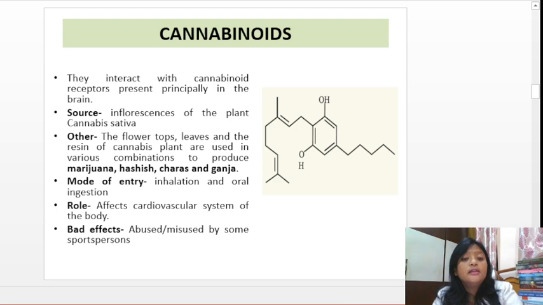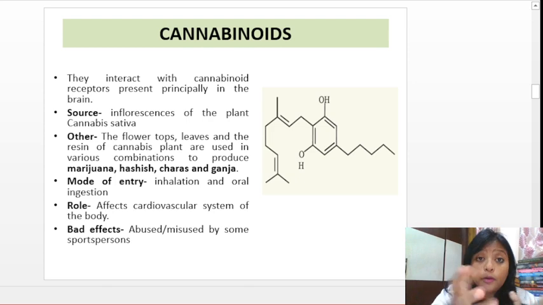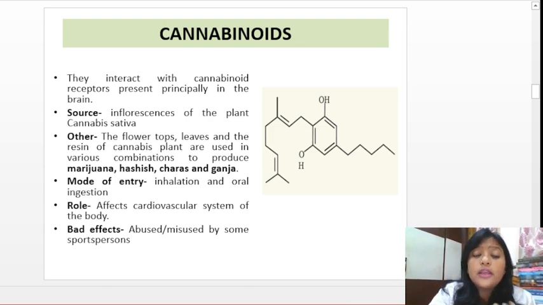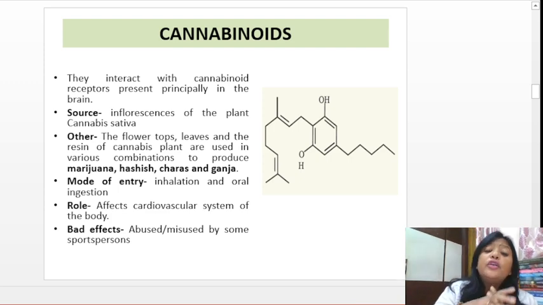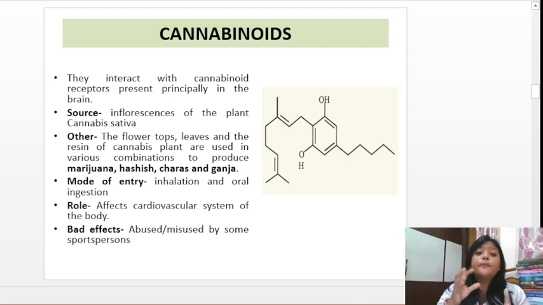Next is cannabinoids. I've already told you what comes under cannabinoids. These drugs are obtained from the plant Cannabis sativa, from its inflorescences. In that plant, the flower tops, leaves, and resin are all used in various combinations to produce different drugs. In different combinations they form marijuana, hashish, charas, and ganja.